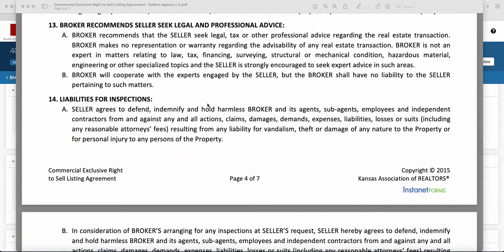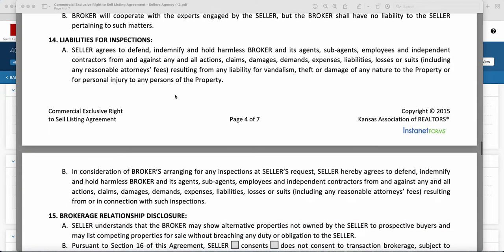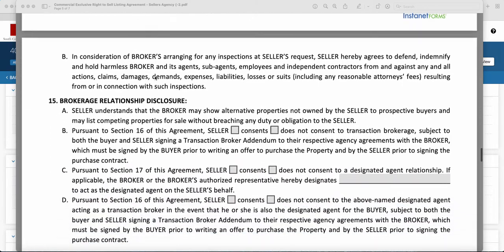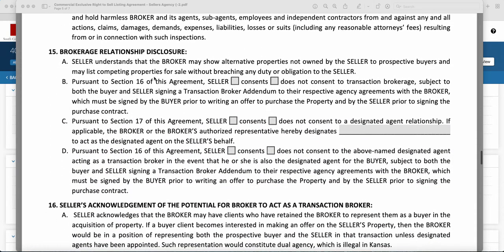This is just reminding them that, hey, we're not attorneys and that even though we have this listing agreement, we recommend that you get outside legal advice if you so choose. Liabilities for inspection. This is making sure that they know that they need to allow us to do such inspections, but also to hold us harmless for any liabilities on inspections. So say the buyer gets in there and tears something up, we want to make sure we're held harmless for making sure the inspection occurred.